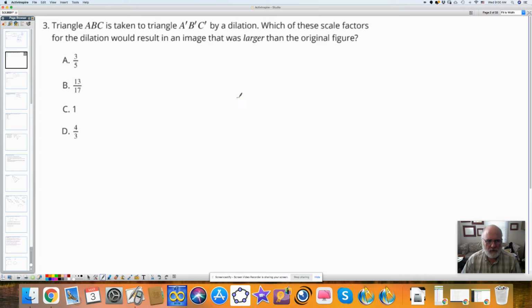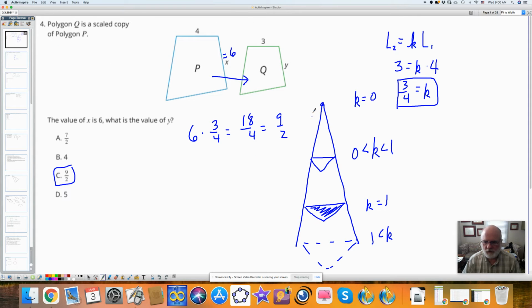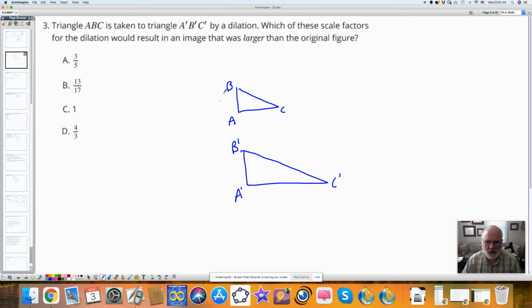Here we have triangle ABC is taken to triangle A prime, B prime, C prime. So if this is ABC, and we're going to A prime, B prime, C prime, which is larger than the original. And I go back to the drawing I did on the previous page. You'll notice to be larger, it has to be greater than 1. My scale factor has to be greater than 1. Which of these numbers is greater than 1? Equal to 1 gets me congruence. It doesn't get me a scale factor larger. This is going to be larger than 1.